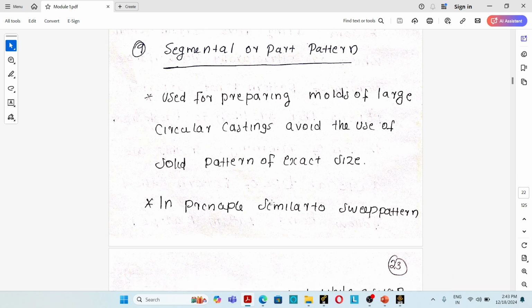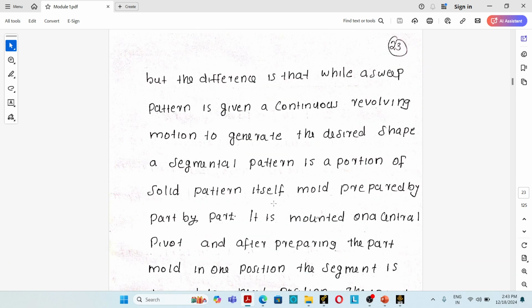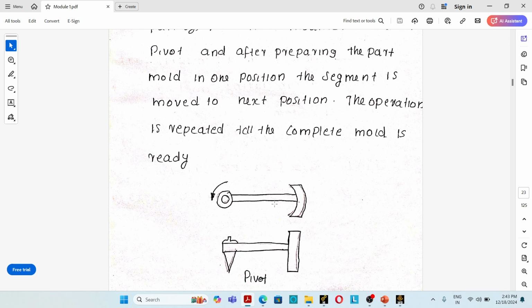See, segmental or part pattern is basically resembling a sweep pattern. But the difference is that whenever a sweep pattern is rotating, a complete mold cavity will be produced. In the case of a segmental or part pattern, the mold cavity will be produced step by step.